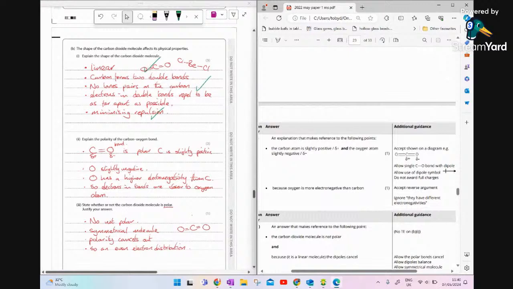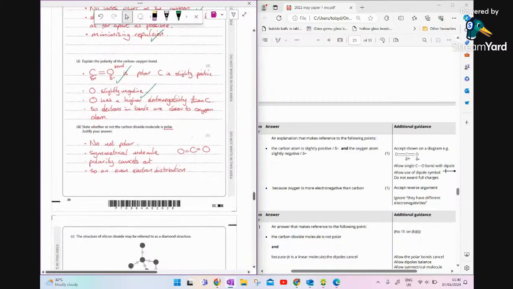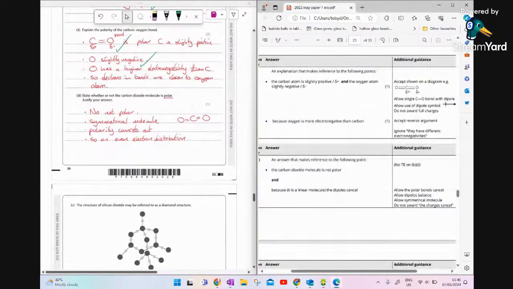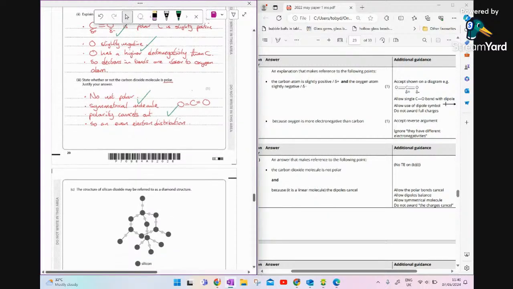Next one. Carbon atom is slightly positive and oxygen is slightly negative. Love it. Except shown on a diagram. Perfect. Because oxygen is more electronegative than carbon. Next. It is non-polar because it's linear and dipoles cancel. Allow symmetrical molecule. Polarity cancels. Polar bonds cancel. Charges cancel. I'll take it. Cool.